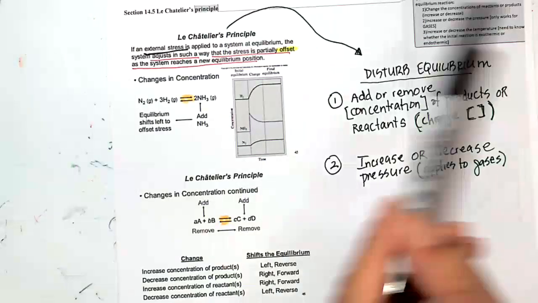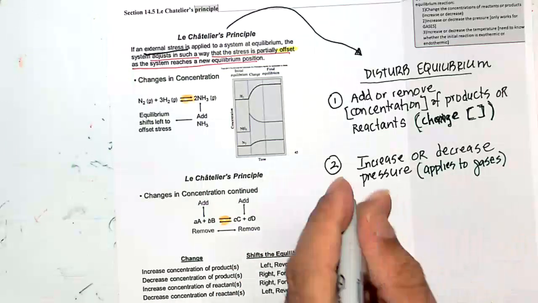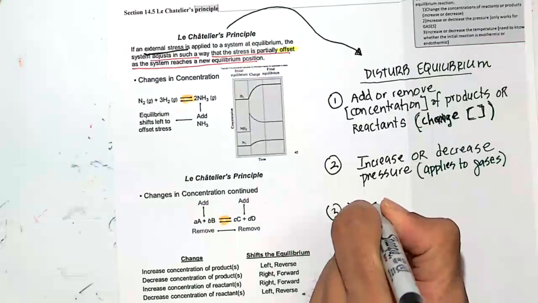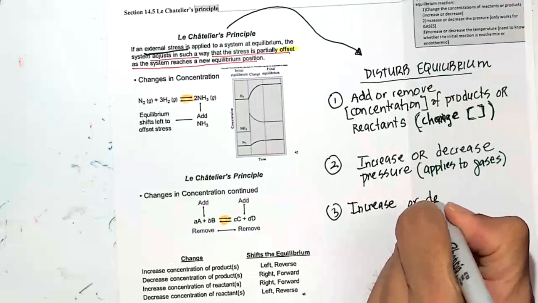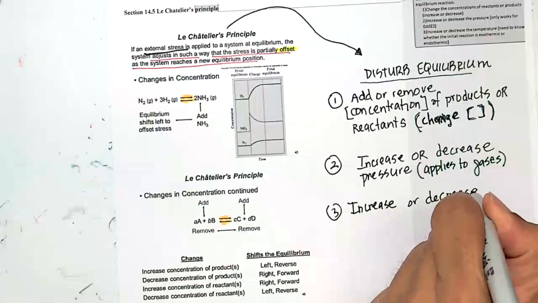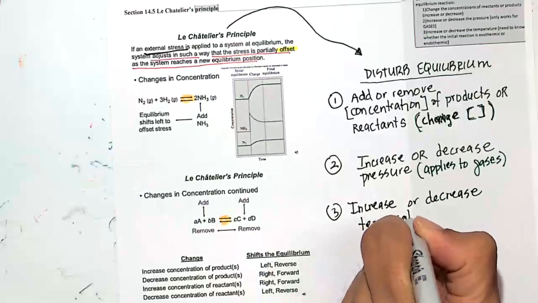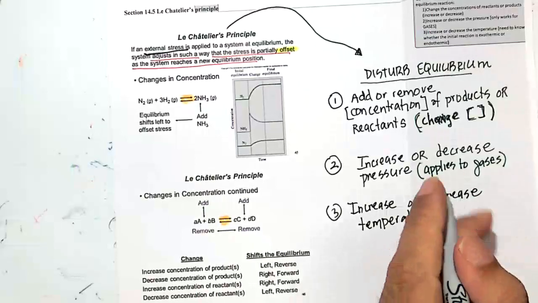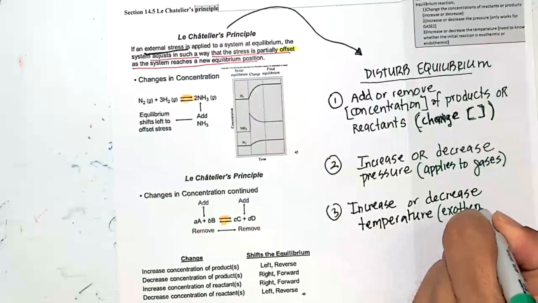And the third thing we can do to disturb an equilibrium, which the Le Chatelier principle will offset, is by increasing or decreasing the temperature. This involves whether the reaction is exothermic or endothermic.